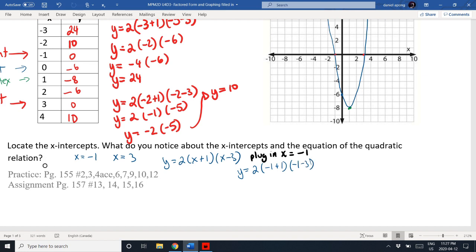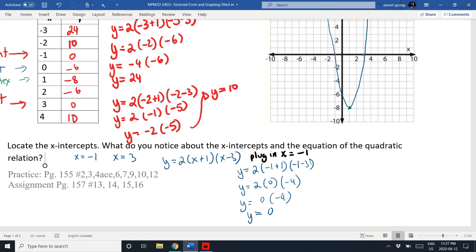So let's try this out here. So we have y is equal to 2. Then we have -1 plus 1, that's 0. And then this is going to be -1 minus 3, that's -4. And then if we tried multiplying this, we have 2 times 0, which is 0, times -4, which is also 0. So this makes our y is equal to 0.